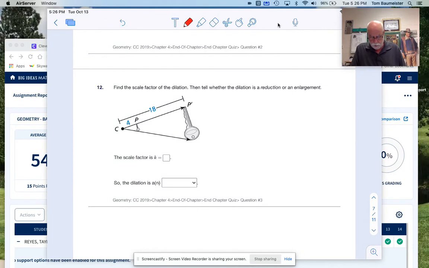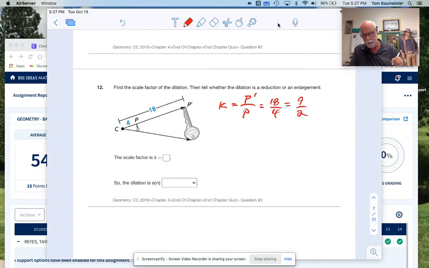Number 12, find the scale factor of the dilation, then tell whether the dilation is a reduction or an enlargement. So remember on this one here, again, the scale factor formula was K is equal to the image over the pre-image, or in this case, if they're going to give you P, you can always say it's P prime over P, which is equal to 18 fourths, which is equal to, again, it won't accept if you put 18 fourths. I'm sure it will mark it wrong because you know you can reduce that fraction. So you should be able to say 9/2.